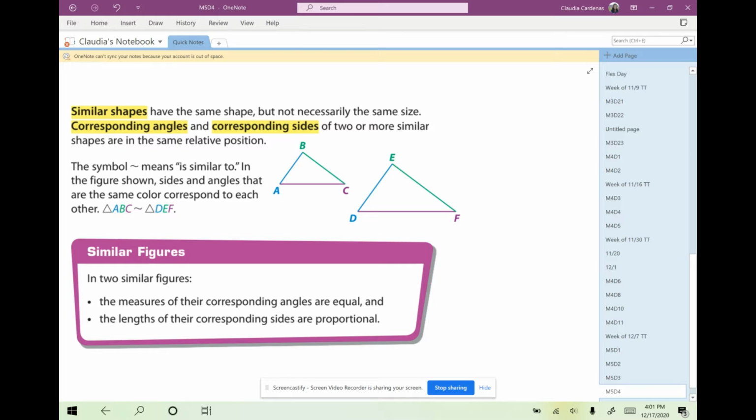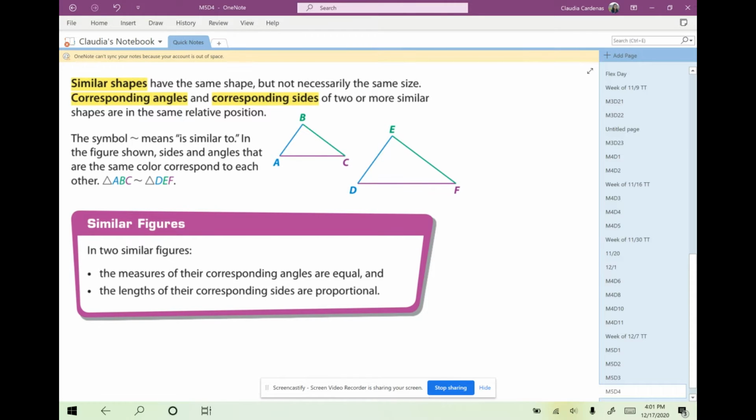So go ahead and write those terms that are highlighted in your journal. This symbol, it kind of looks like a wavy line, means is similar to. And in this figure shown below, sides and angles that are the same color correspond to each other.